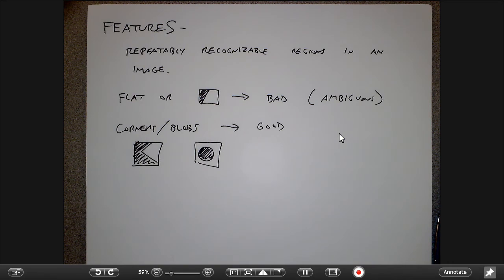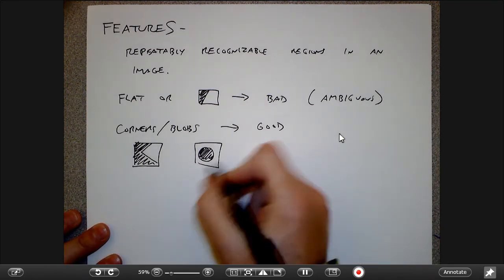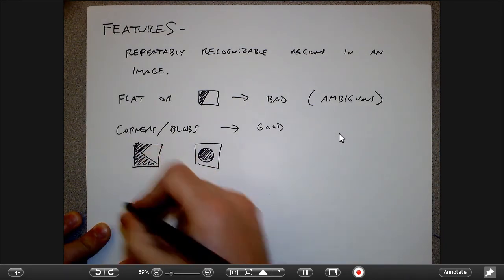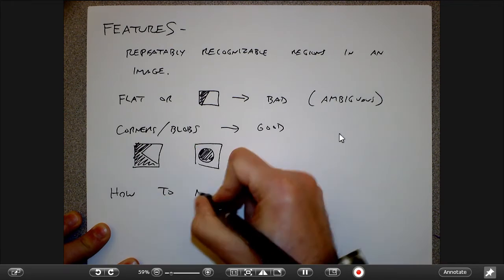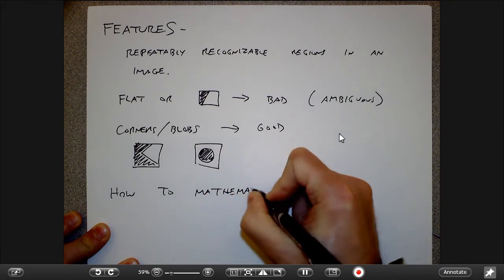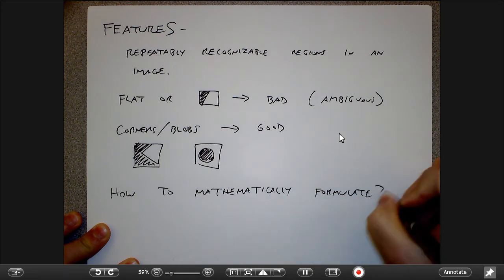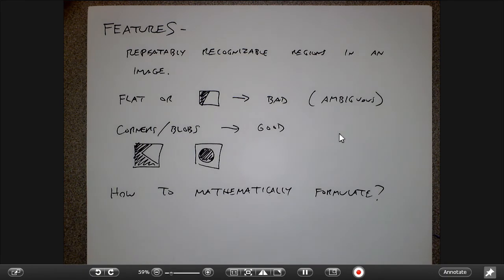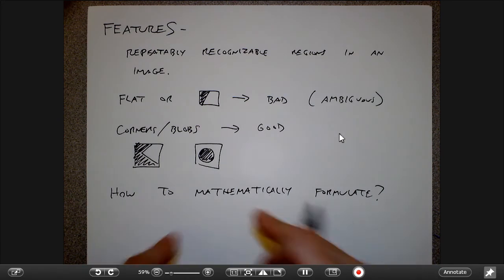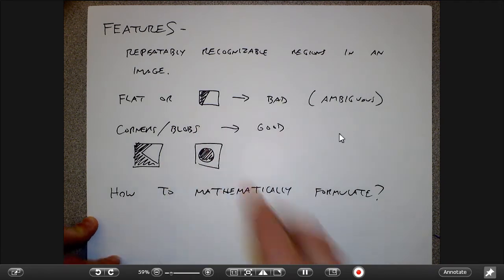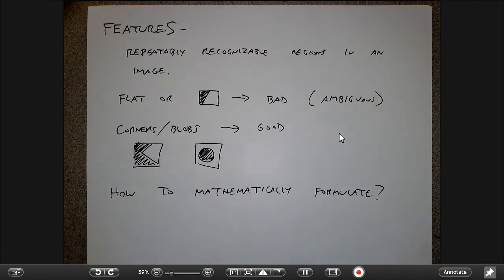Okay, so what is a way to formulate this concept of a good feature? How to mathematically formulate it? Well, I'm going to exactly follow the intuition that I said earlier. A good feature is one such that if I draw a little box around that feature, I shouldn't be able to move that box locally around the feature's location and get a good match, right? So what does that mean? That means I can make it kind of like a cost function.